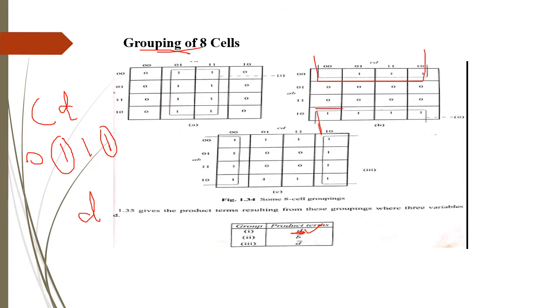Also you can group like this, and also you can group this corner and this corner. So that is the possibility of grouping 8 cells together. Okay, so now we'll see some of the examples by which you can reduce the K-map. It's very simple examples we'll see.